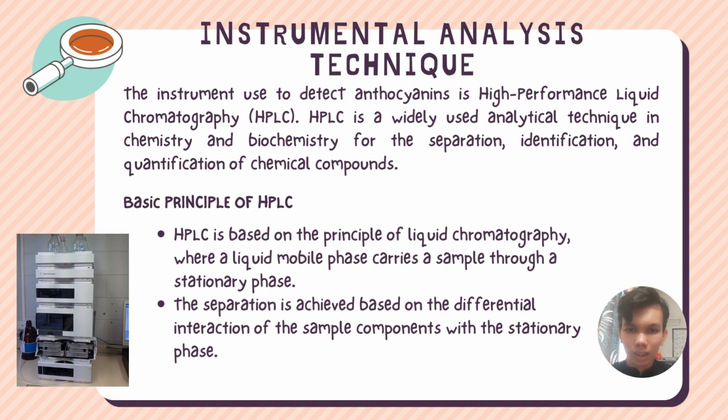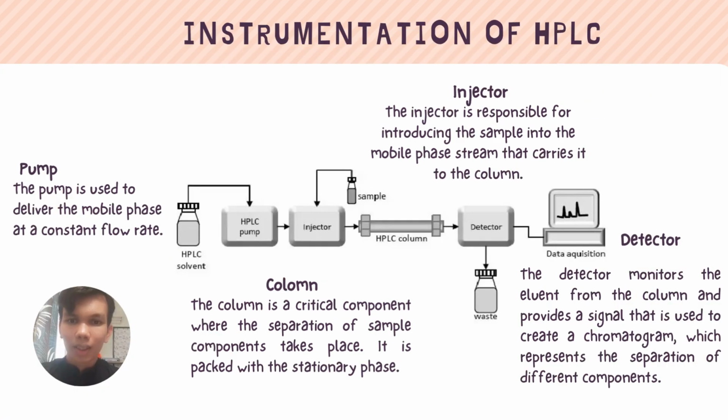The instrument used to detect our analyte, which is anthocyanin, is high-performance liquid chromatography (HPLC). HPLC is a widely used analytical technique in chemistry and biochemistry for the separation, identification, and quantification of chemical compounds. Here are the basic principles of HPLC. HPLC is based on the principle of liquid chromatography, where a liquid mobile phase carries a sample to a stationary phase, and the separation is achieved based on the differential interaction of the sample components with the stationary phase.